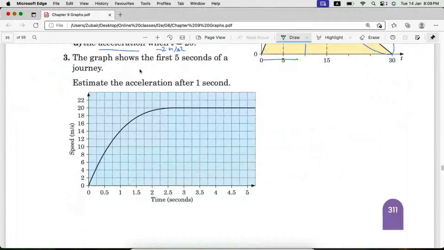Question number 3. The graph shows the first 5 seconds of a journey. Estimate the acceleration after 1 second. So this is 1 second and it is a curve. We will draw a tangent at this point and find the gradient of this tangent. Let me assume that this tangent is correct. It needs a little more change. This is again a little curved. It would be easy on paper with a pencil.